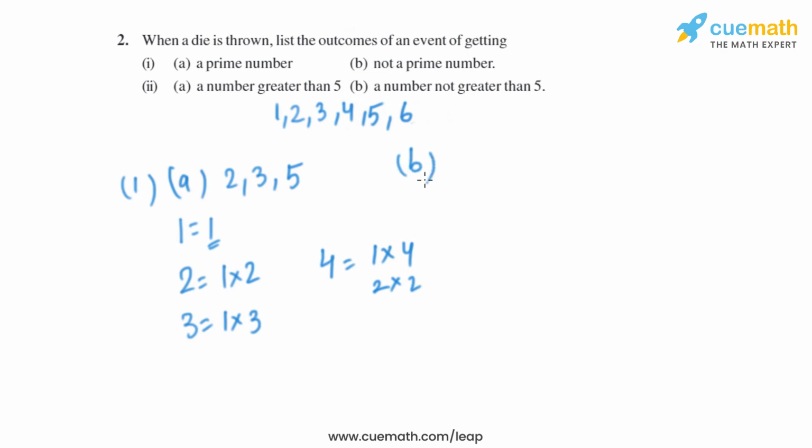Let's look into B part. It says not a prime number. So 1 is not a prime number, 4 is not a prime number and 6 is not a prime number.